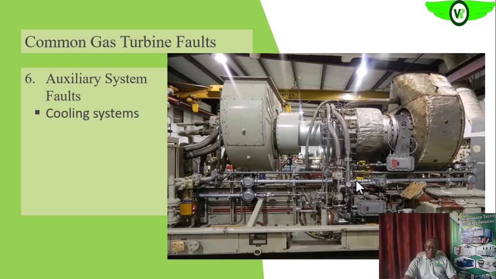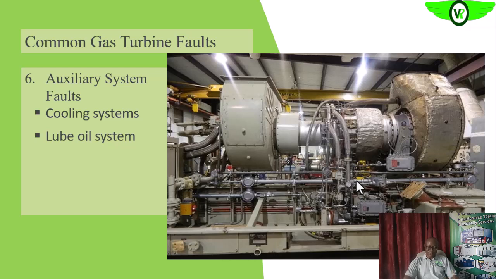Auxiliary systems, like we said earlier, the fuel system, the lubricating oil system, and the cooling system, all of these can have some faults. That is the cooling system fault. Maybe we have a clogged heat exchanger that is expected to take away the heat, whether it is cooling water, cooling air, or even lubrication oil. It's not doing that effectively. The lube oil system can also lose pressure because the lube oil pump is failing.